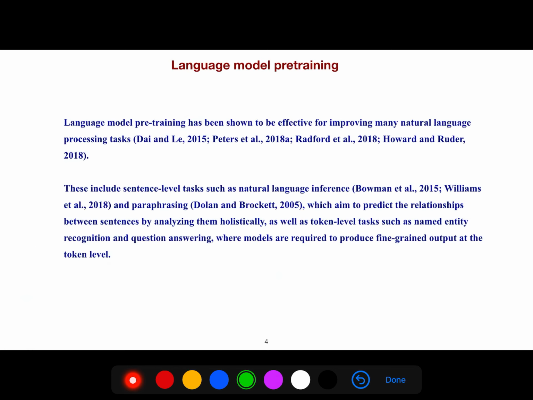So language model pre-training has been shown to be effective for improving many natural language processing tasks. These include sentence-level tasks such as natural language inference and paraphrasing, which aim to predict the relationships between sentences by analyzing them holistically, as well as token-level tasks such as named entity recognition and question answering, where models are required to produce fine-grained output at the token level.